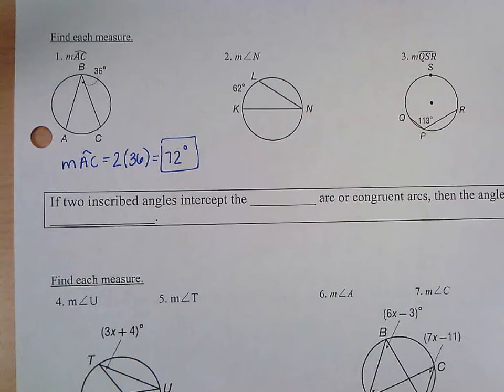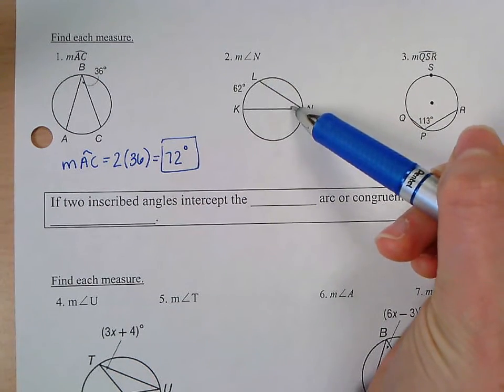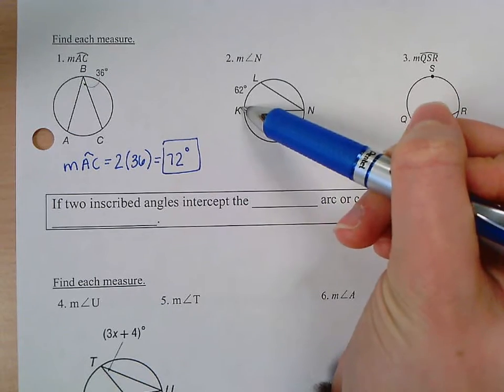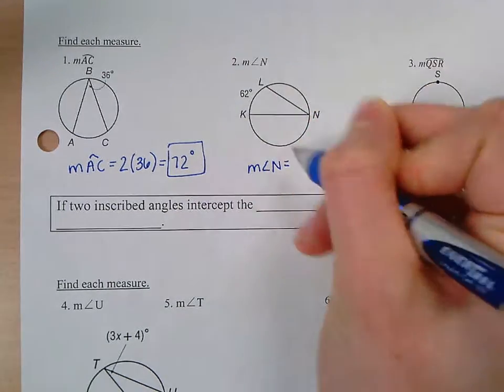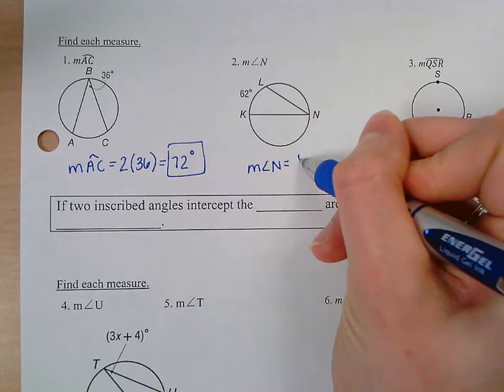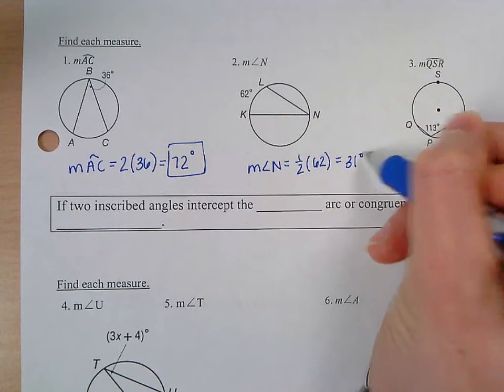And then we're just doing the reverse of that. In number 2, we're looking for the measure of angle N, and its intercepted arc is 62. So the measure of angle N is going to be 1/2 of the arc measure, so 1/2 of 62, and that would be 31 degrees.